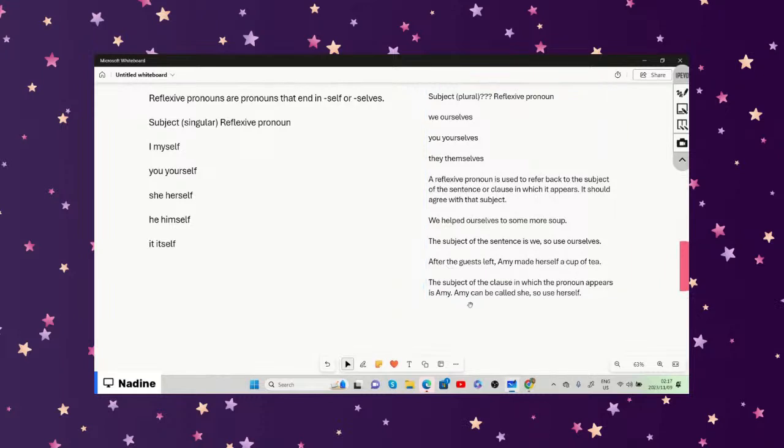all right. So after the guests left, Amy made herself a cup of tea. And in this case, the subject of this clause in which the pronoun appears is Amy. So Amy is the person that did the action or did something, right? So Amy refers to herself. It refers to one person, which is herself.